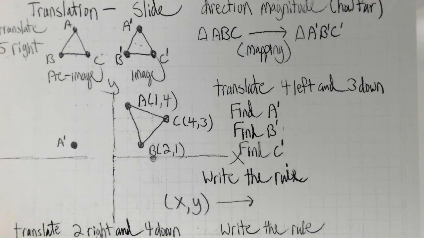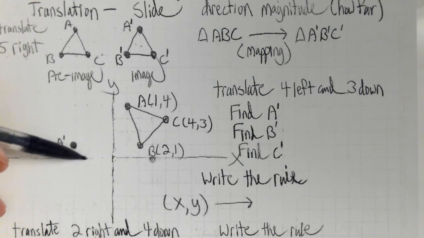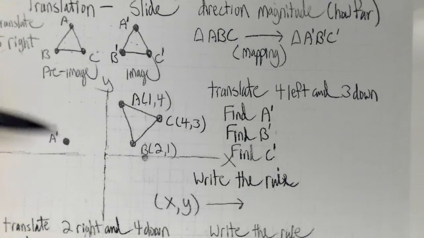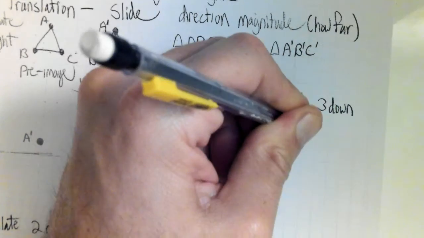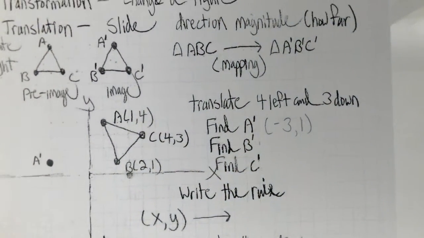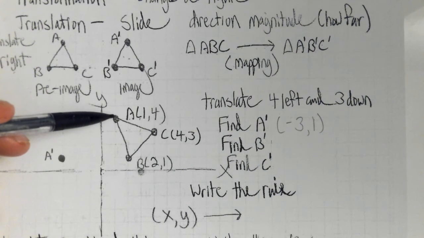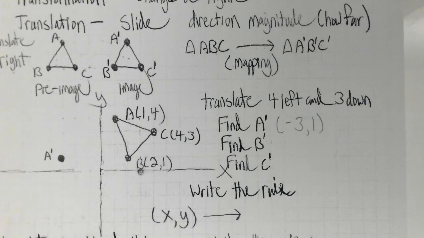Alright, so what's the coordinate of this point A prime? Well, if I count it out, it's negative 1, 2, 3, and up 1. So the coordinates for A prime are negative 3, 1. All right, negative 3, comma 1. So point A translates from 1, 4 to negative 3, 1.